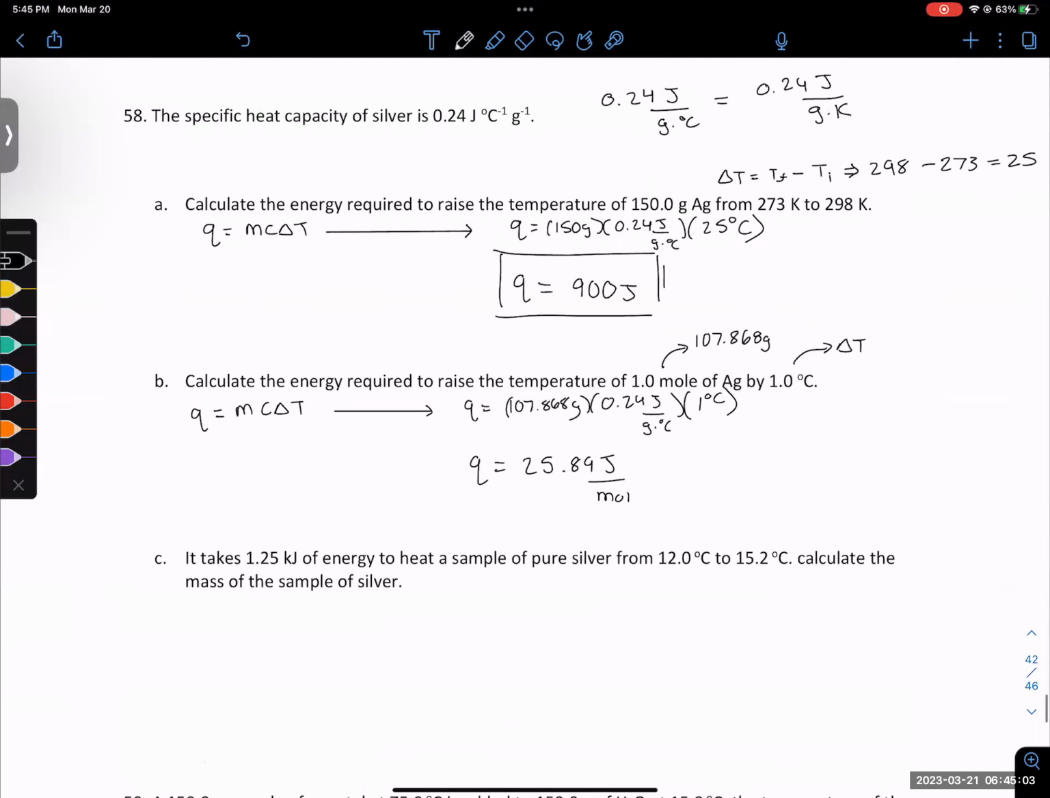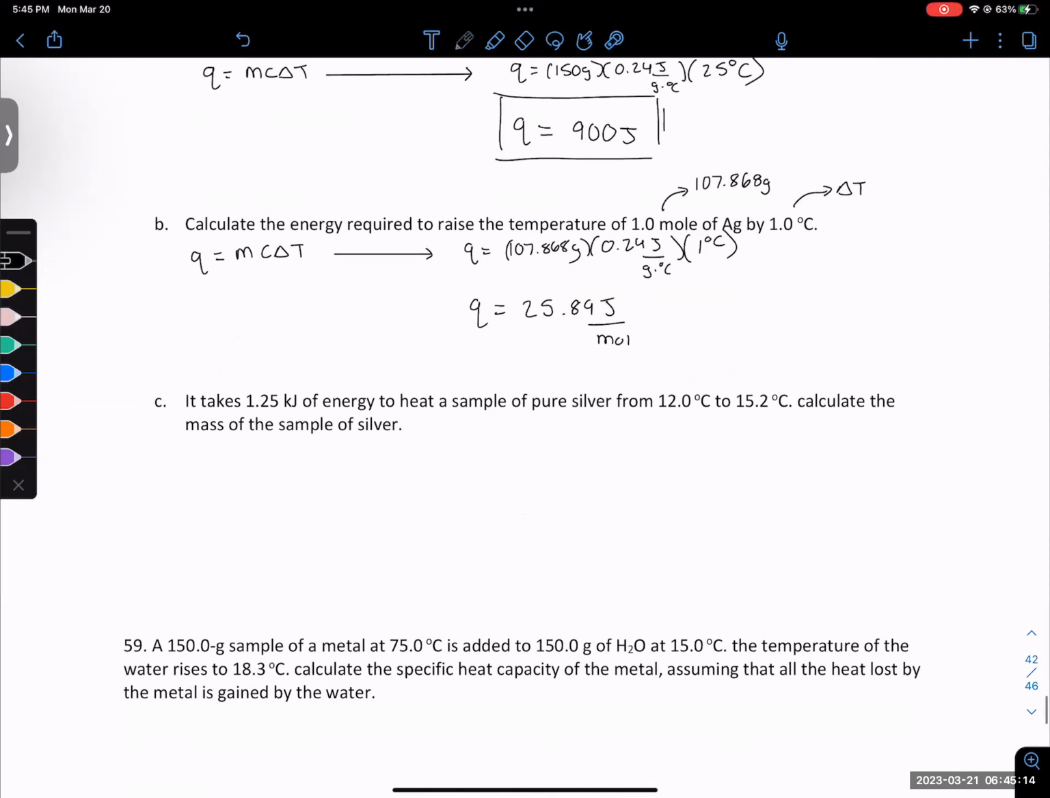What we're given up here, our specific heat, is specific to joules, right? The units are joules per gram degree Celsius. So all of our units need to match up to those 3 units. So 1.25 kilojoules is equal to 1,250 joules. Everything else, we can go ahead and calculate our delta T. So delta T is equal to our final temperature, 15.2, minus our initial temperature, 12.0. This gives us a delta T of 3.2.